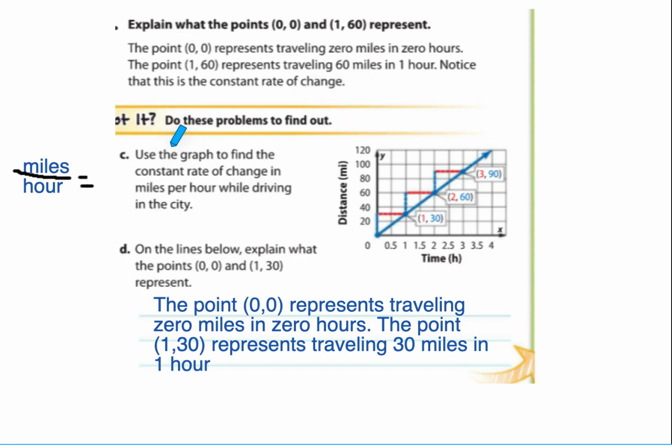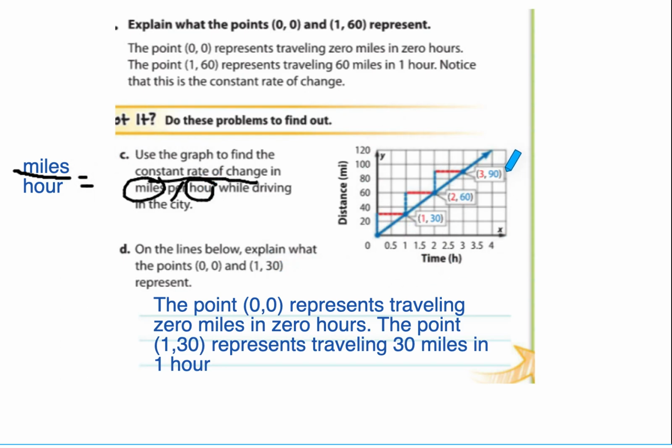So let's look at the graph here. It says use the graph to find the constant rate of change in miles per hour while driving in the city. Miles per is your fraction, so I'm going to write it just like that: miles, fraction bar, hour at the bottom.